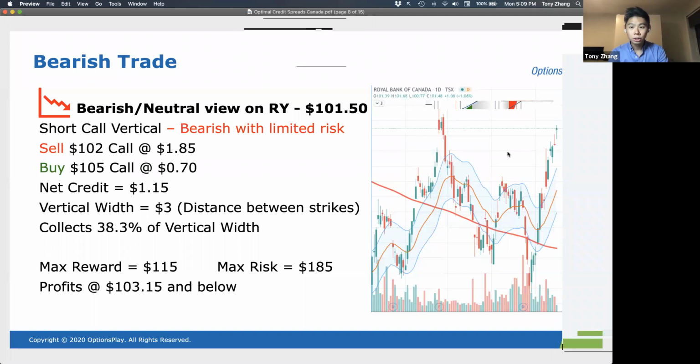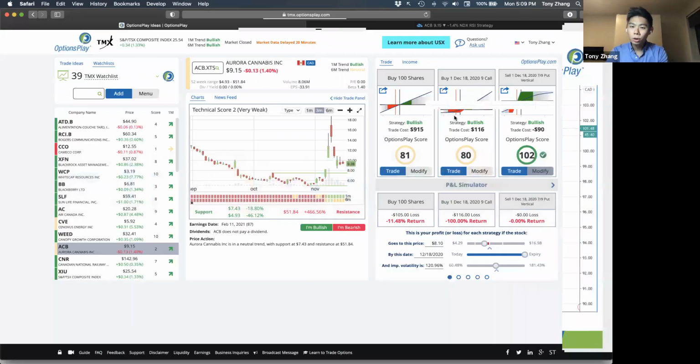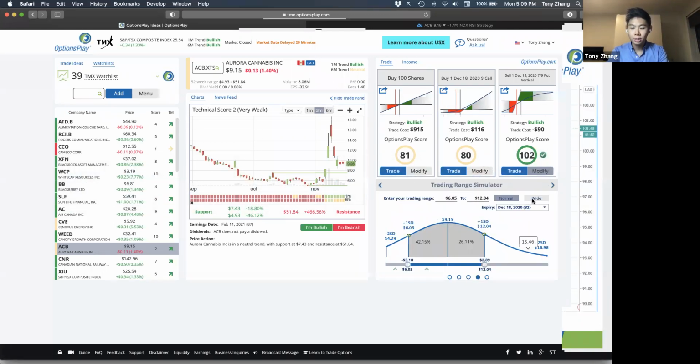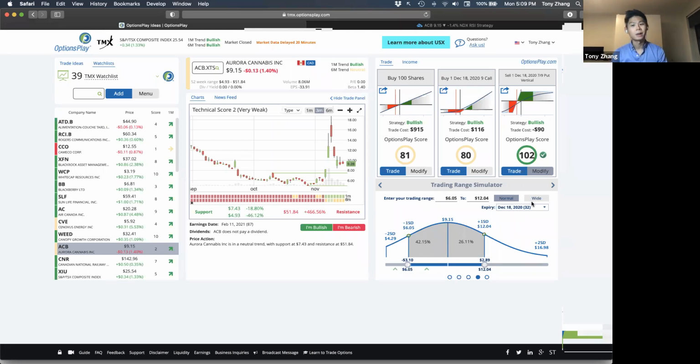Rai is saying, Tony, the bell-shaped curve shown on Options Play is the implied volatility. No, the bell curve is showing you the expected trading range. Now, that is calculated from the implied volatility, but that in itself is not the implied volatility.